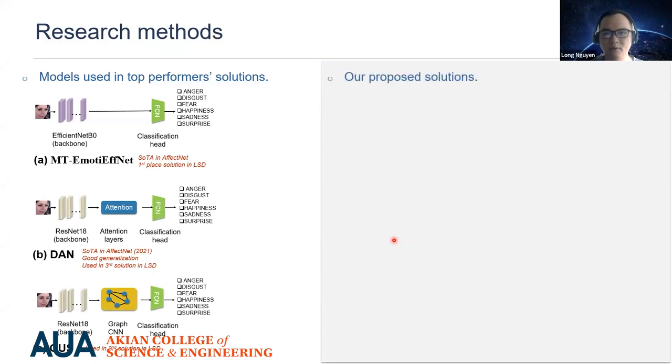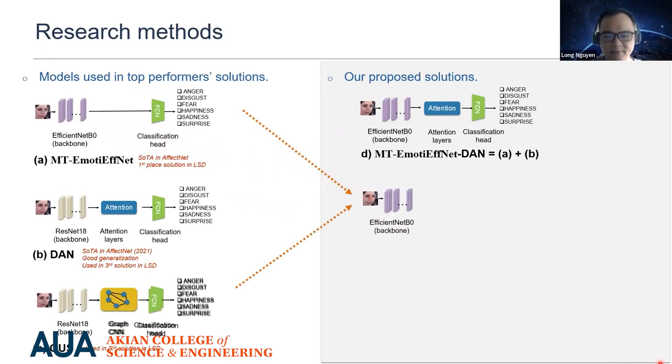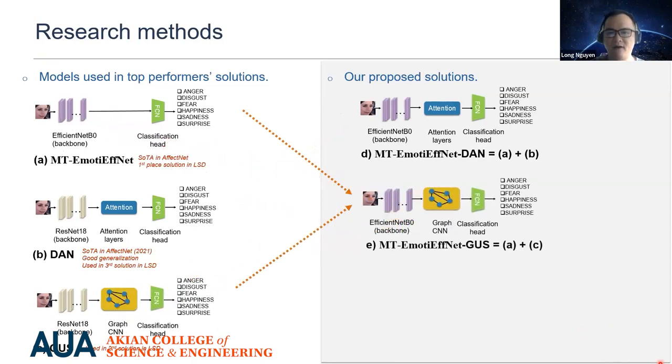We propose some different ensemble approaches to utilize their advantages. The first one combines the backbone from MT-EmotiEffNet with the attention layer and classification head from the transformer model. The second one is MT-EmotiEffNet-GCN, where we use the backbone from MT-EmotiEffNet and the graph convolution layer and classification head from GCN.